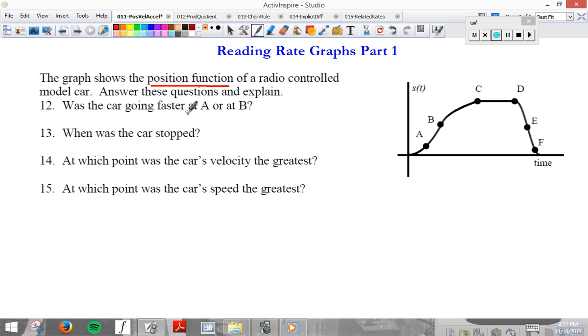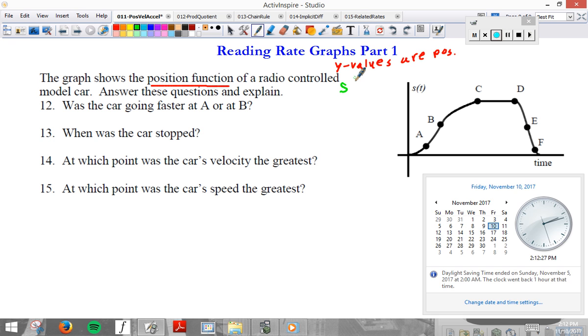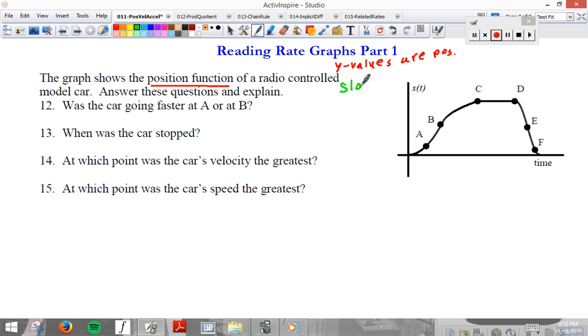So, was the car going faster at A or B? Well, since this is a position graph, the y values here are position. If that's clear to you, great. If it's not clear to you, that's what this y-axis being labeled position means. And that means that to find the idea of going faster, we're going to want to look at velocity. So what will mean the velocity of this graph? Well, since velocity is the rate of change of position, the slopes here are going to be the velocity.